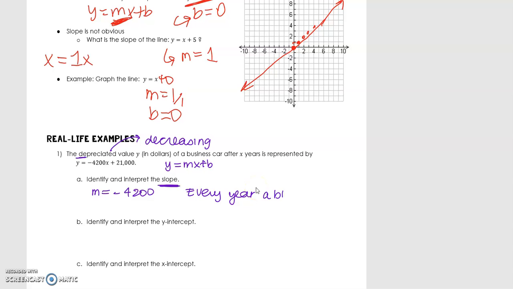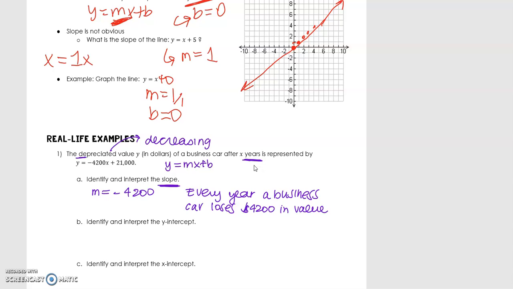a business car loses, because it's decreasing, depreciated value, it's going down, that much money, $4,200 in value. Okay, the slope is how much it's changing every year. I know to say every year because of this part right here. And that's in dollars. Slope is how much we're changing. Remember, slope is another phrase for rate of change.